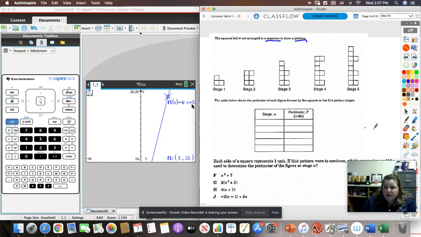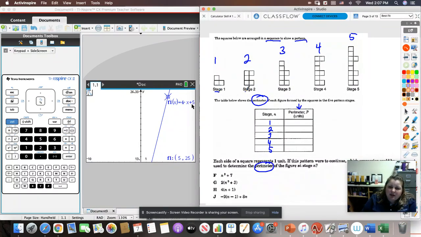So you just draw a table. Now usually the input values are picture 1, picture 2, picture 3, picture 4, and picture 5. So you just put 1, 2, 3, 4, and 5. Then you need to look between the picture and the table, or the picture and the answer choices, and it's going to tell you what the Y column or the output represents. And we can see they already have perimeter here. I'm looking for the perimeter.